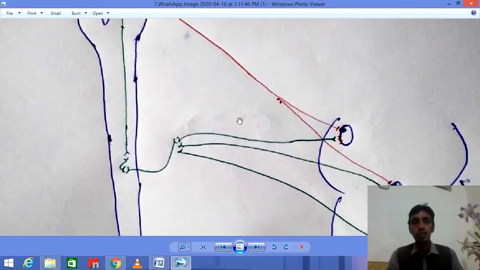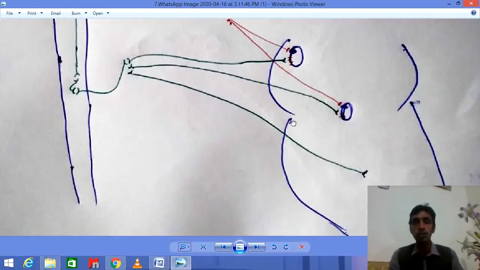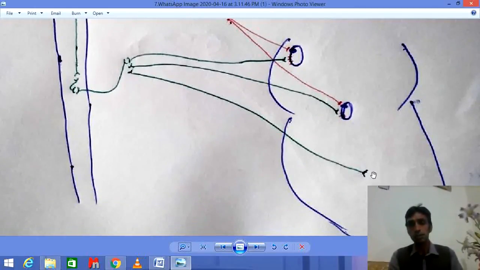The SA node and AV node, what will they do? The SA node and AV node contain beta 1 receptors. Beta 1 receptor is also present in the muscles of the heart. So the sympathetic pathway will stimulate the beta 1 receptor on the SA node, the beta 1 receptor on the AV node, and the beta 1 receptor on the cardiac muscles.